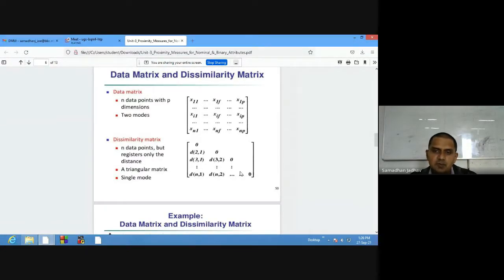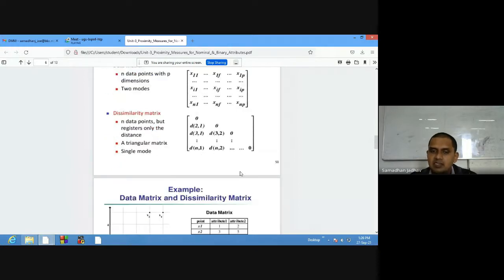Okay, so let us go first for the nominal attribute. Let me tell you once again what a nominal attribute is. It is also called a categorical attribute. Why is it called categorical? Because it represents categories. Okay, so what is an example?